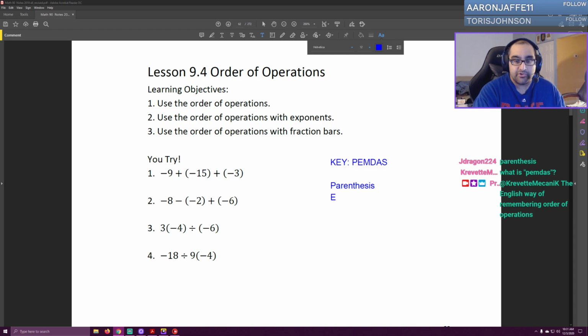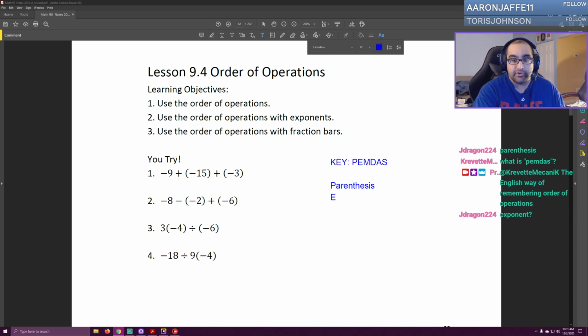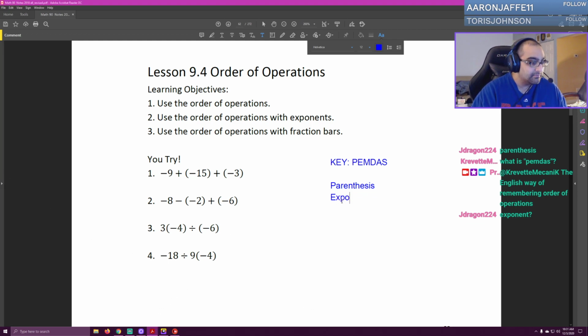What does E represent? Exponents, that's correct. I know it's been a while, but that's okay. All right, next we have M and D. M and D here stands for multiply and divide.